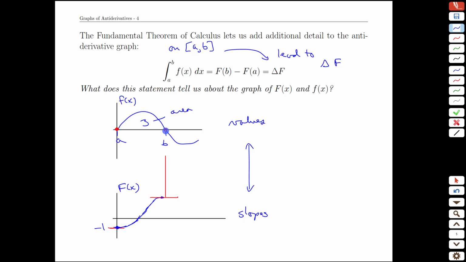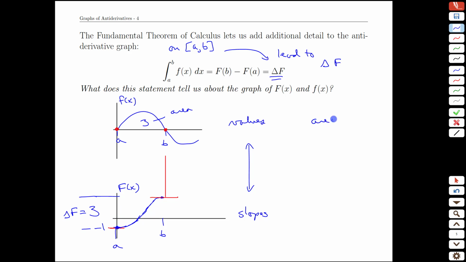On this interval from A to B, the integral, which is the area under the curve if it's positive, is 3. What we can interpret on this graph is that the vertical distance from here to here, this delta f, is also equal to 3 when we go from A to B. How big is f of b minus how big f of a is? That's the change vertically on the graph here.